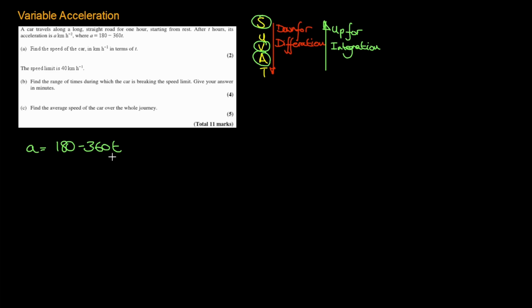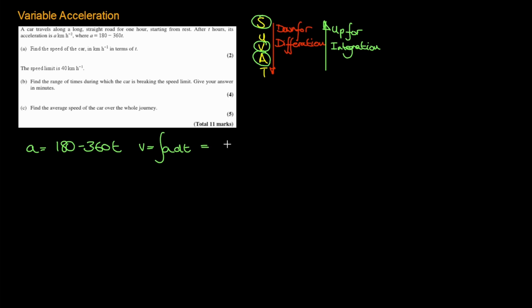In this case, we've been given an acceleration. And in part A, we've been asked to find the speed of the car in kilometers per hour in terms of t. Okay, I've written down the acceleration. And from my SUVAT ladder, here's acceleration. I need to climb up the ladder to velocity. I need to integrate. So the velocity is equal to the integral of the acceleration with respect to time.